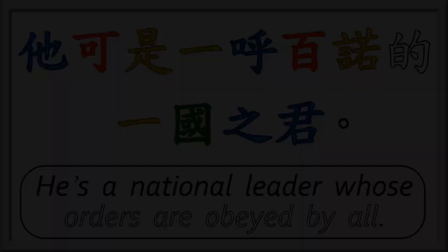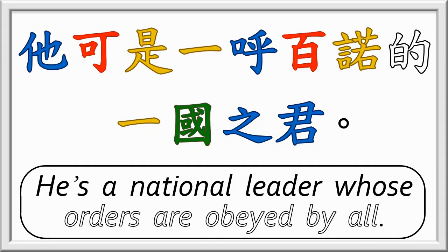The character 诺, by the way, also means aye, yea or yes. That's why 诺言 means a promise. You've given a firm yes. Here's another example of this idiom. 他可是一呼百诺的一国之君. He's a national leader whose orders must be obeyed by all.